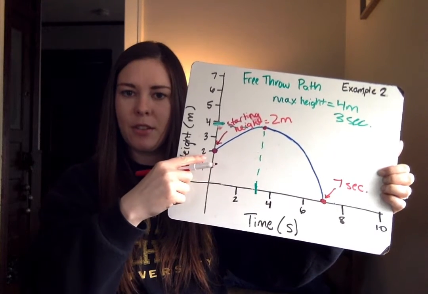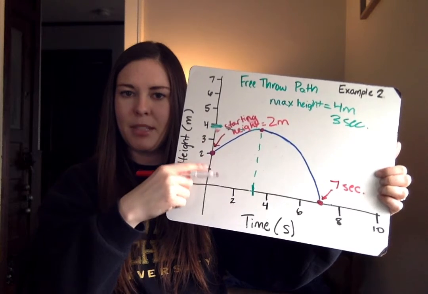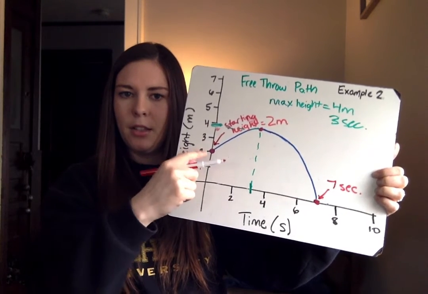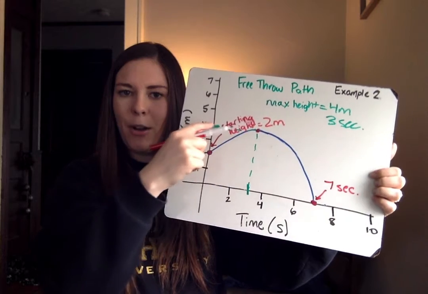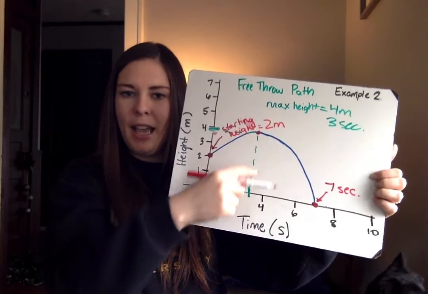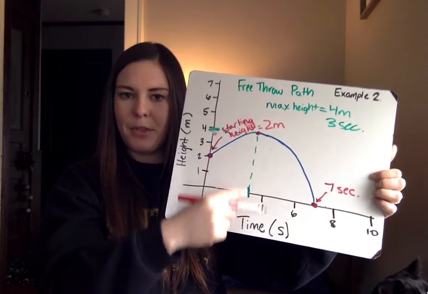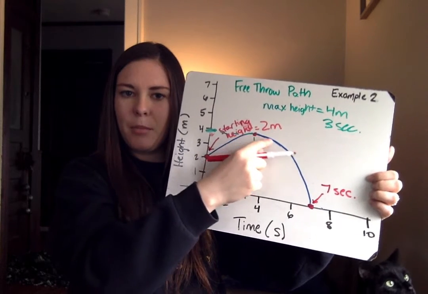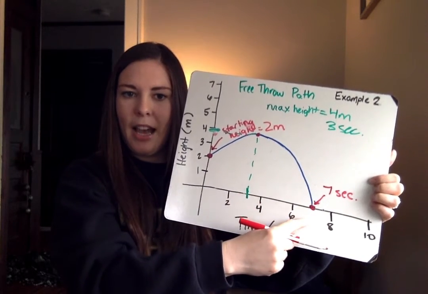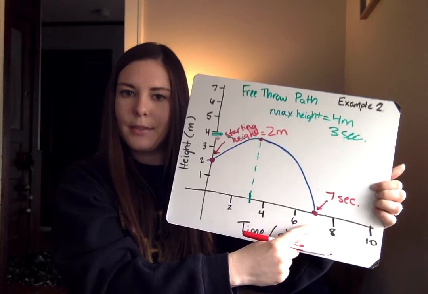Okay, so starts a little bit off the ground. At time 0, it's about 2 meters in the air. Thrown, it hits about 4 meters at its highest point, and that's at about 3 seconds. And then we keep going, and it hits the ground after about 7 seconds.